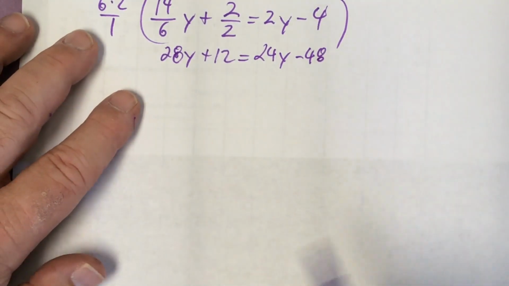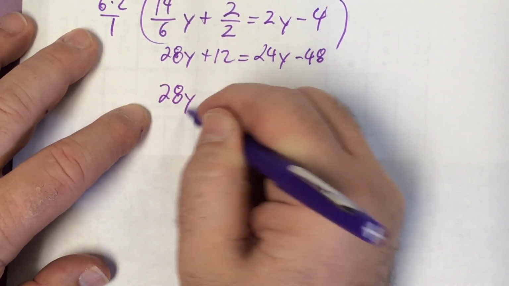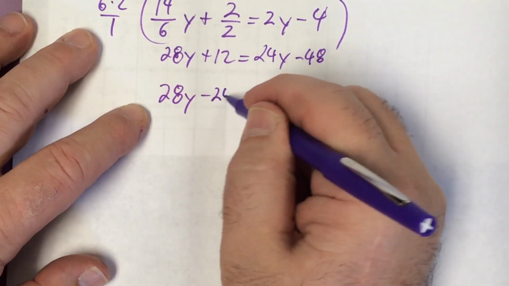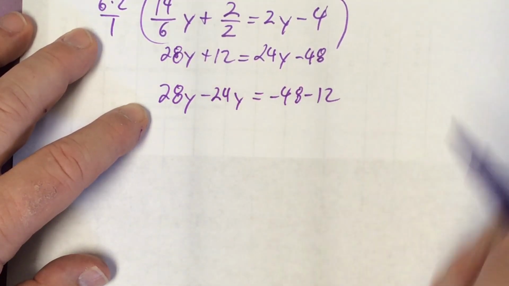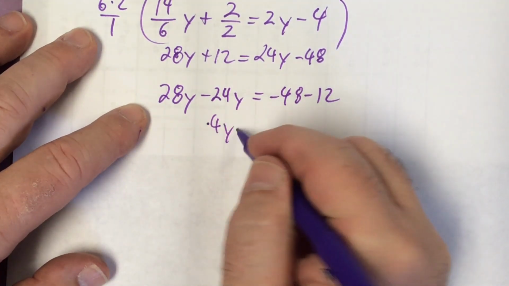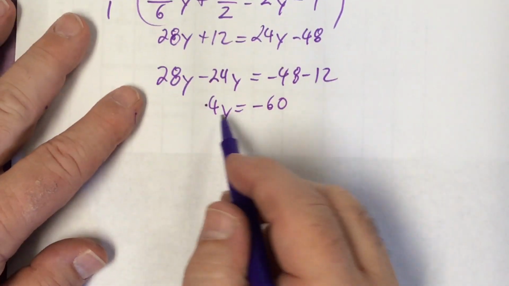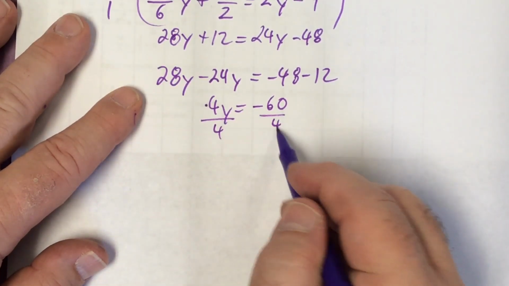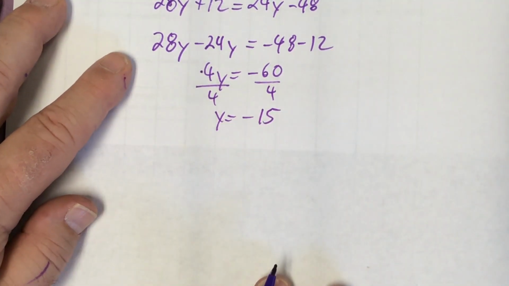So what am I going to do here? I'm going to go ahead and move the 24y over. I'm going to move the 12 over, so it's going to be 28y minus 24y equals negative 48 minus 12. Combining these gives me 4y. Combining these gives me negative 60. And if I divide both sides by 4, y equals negative 15.